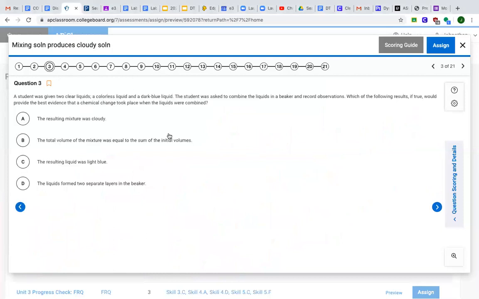Okay. Number 3. A student was given two clear liquids, a colorless liquid and a dark blue liquid. The student was asked to combine the liquids in a beaker and record observations. Which of the following results, if true, would provide the best evidence that a chemical change took place when the liquids were combined? Which one tells you that there's a chemical change taking place? All right, take 30 seconds or so.